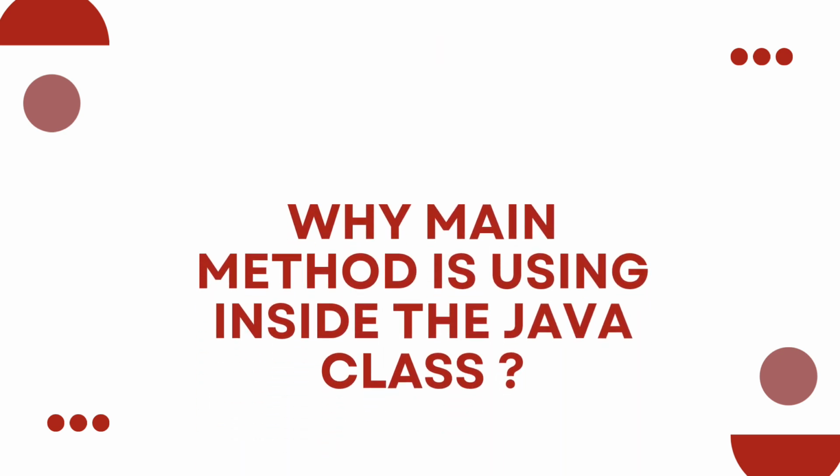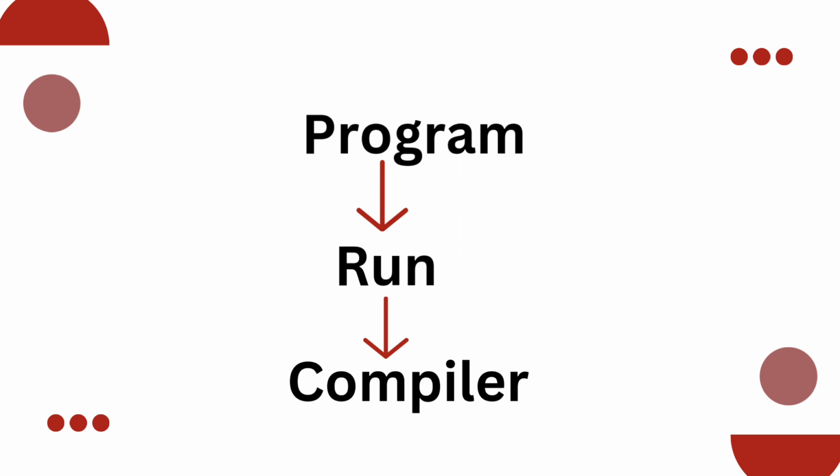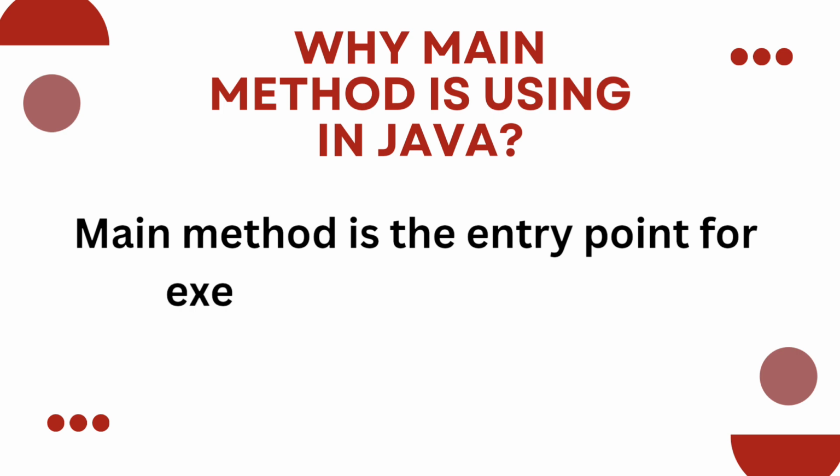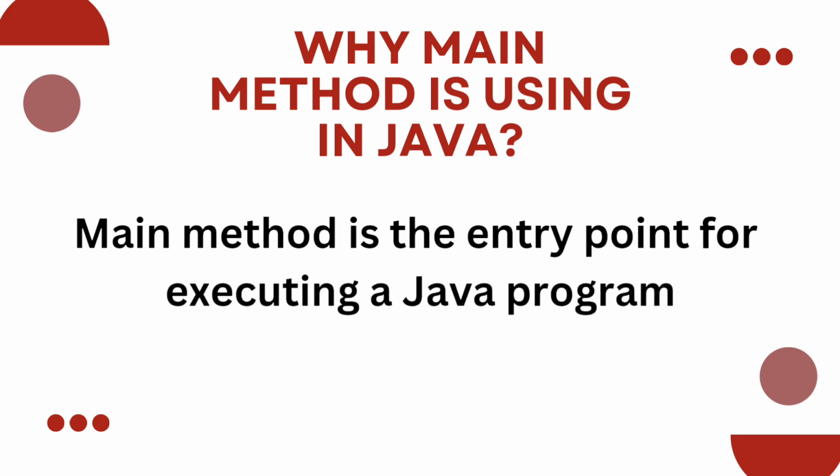First, we learn why we use the main method inside the class. If you write a program, you want to run it in the compiler, right? The compiler needs to know from where to execute the program, from which line to start. In Java, the first line of the main method is the starting point of the execution. So you should write the main method in the class. Otherwise, it won't run and it will throw a compilation error. Keep this point in mind.